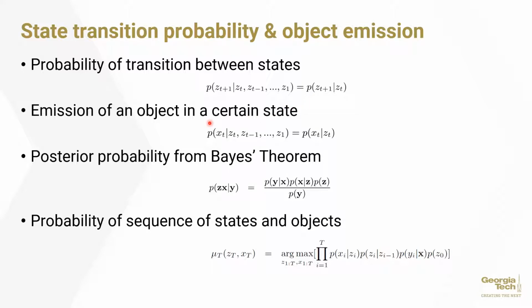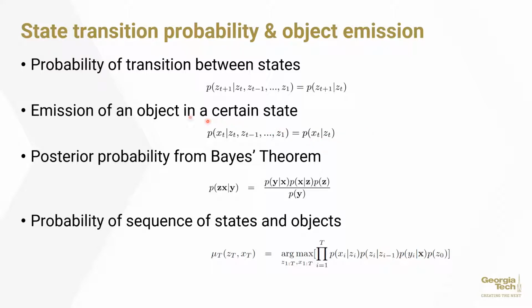And then you've also got the emission of an object in a certain space. That's the probability that an object would be observed when you're in a current state. So again, if you're in, say, the cardiac state in a CPR model, that would be the state Z, and the object X, and the probability of that happening. So the probability of your heart rate being within a certain range could be put there.